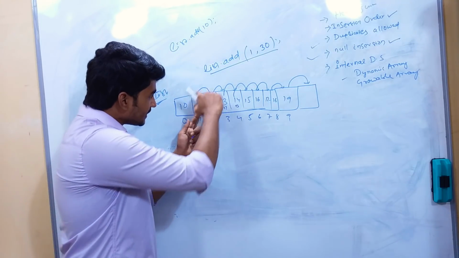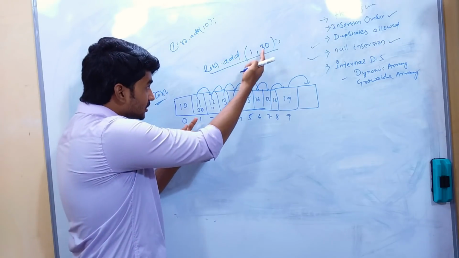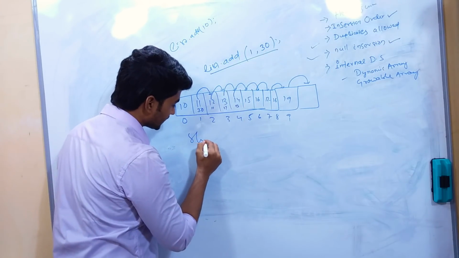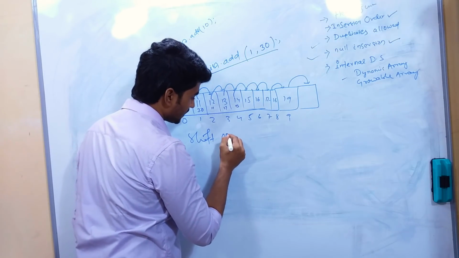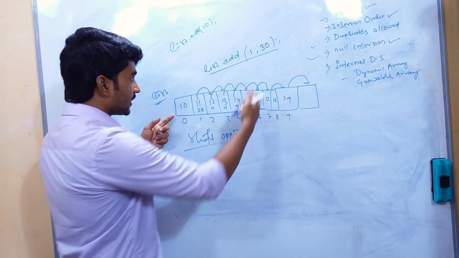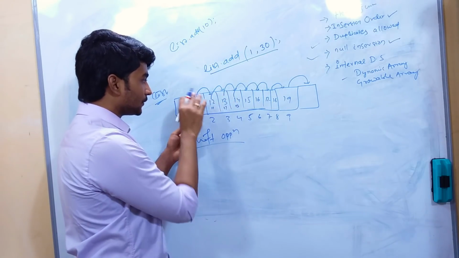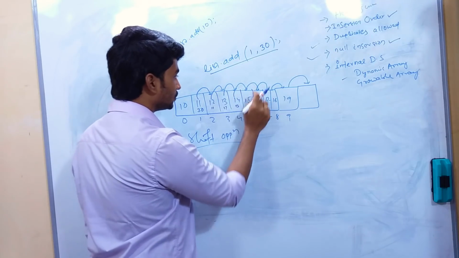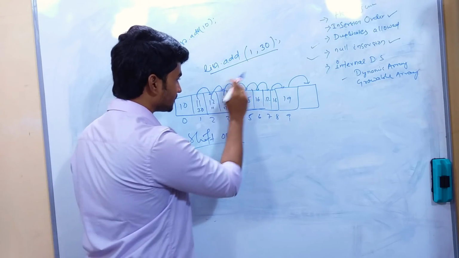So all these elements are getting shifted because we are inserting this 30 here. This is what we call a shift operation. So whenever we are inserting an element into an array list, the elements are getting shifted to the corresponding bucket or to the next bucket, right?